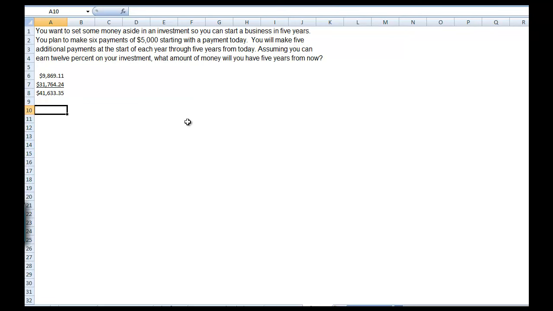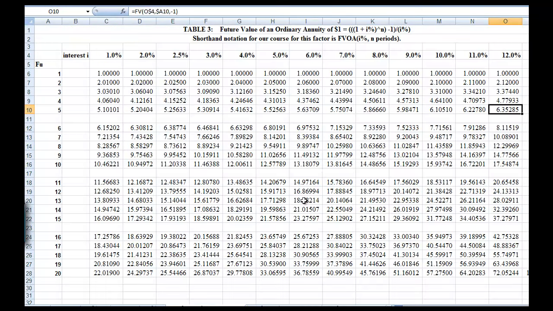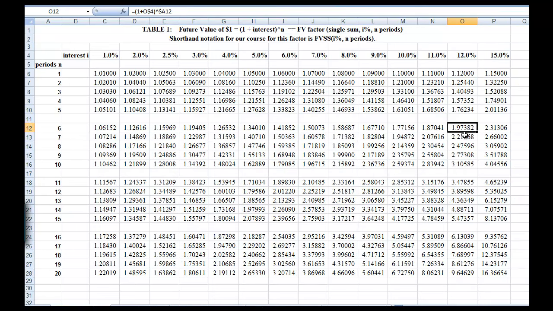The first thing we have is our future value of a sum. Okay, and I'll put it out here. So if we look at our present value tables, we're going to do this with a table. We need the future value of $1 at 12% in 6 years, which is 1.97382.